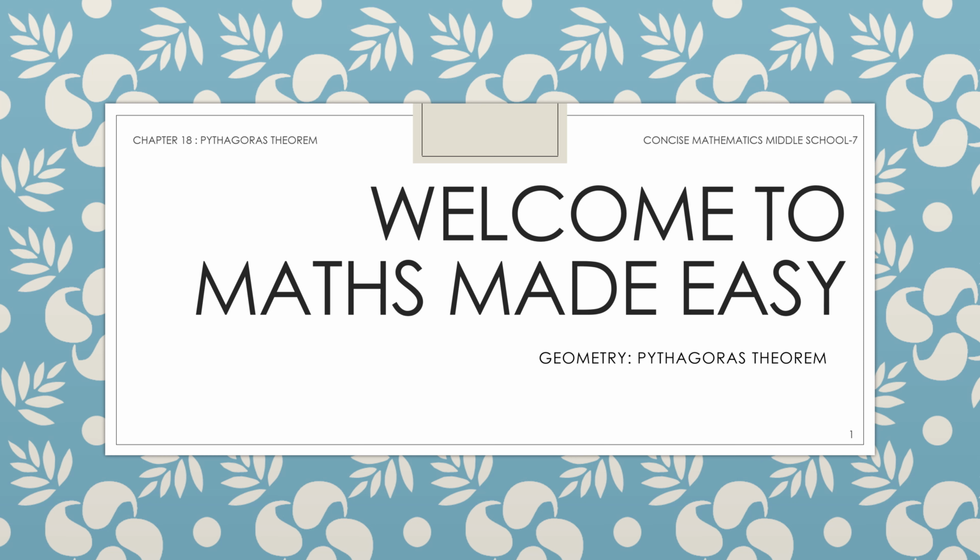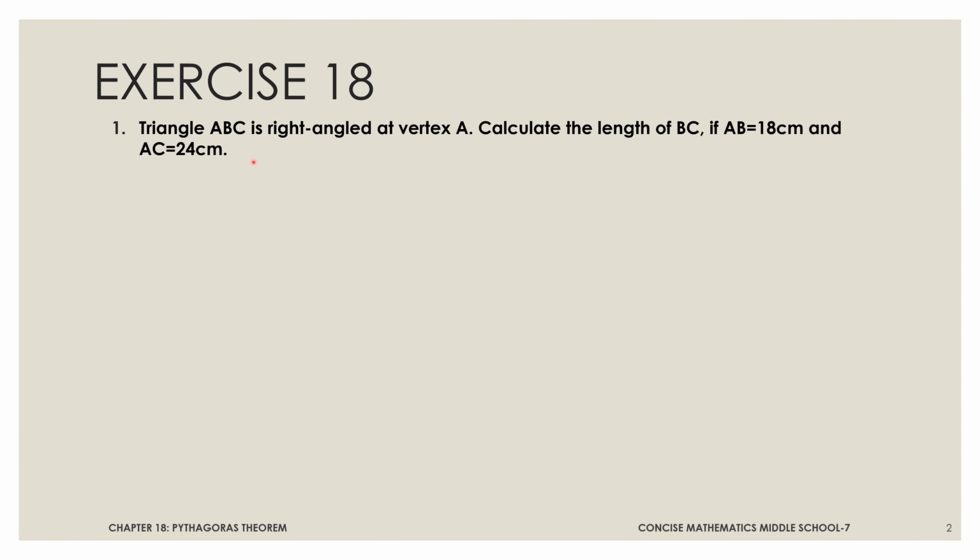Let's continue with Geometry, Pythagoras Theorem, Exercise 18, Part 1. Triangle ABC is right-angled at vertex A. Calculate the length of BC if AB is equal to 18 cm and AC is equal to 24 cm.